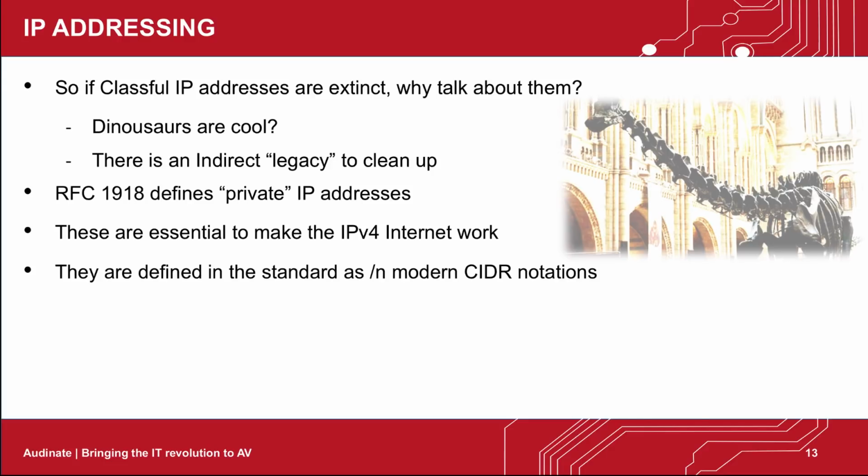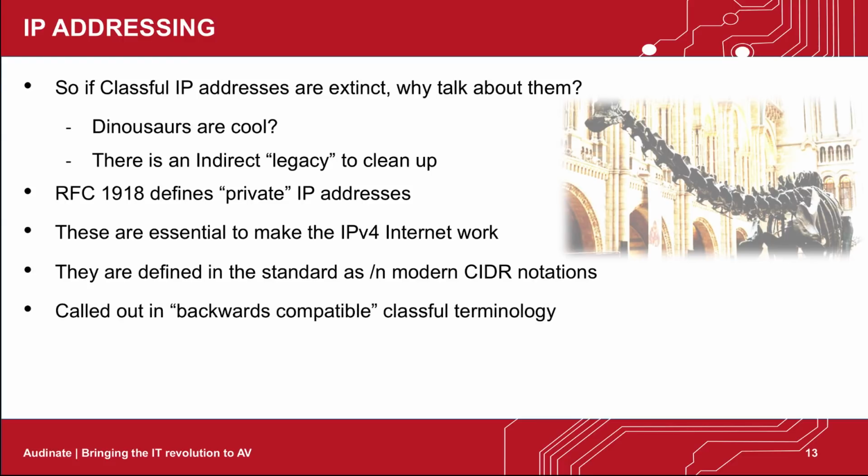They are defined in the standard as /n modern CIDR notations, so that would be the number of bits in the IP subnet mask. RFC 1918 private IP addresses have an IP subnet. They are not classful IP addresses. However, they are also called out in backwards compatible classful terminology. This is where the legacy confusion stems from.